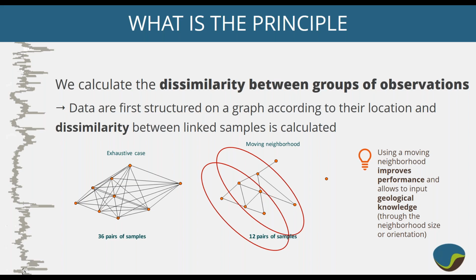We consider only the neighbors within a neighborhood which can be elongated, which can take into account geological trends and geological anisotropies. Therefore, we force the connections between pairs to account for the main geological trends. And playing with this neighborhood is a way to input geological knowledge, to input geological interpretations provided by the geologist through the neighborhood size and through the neighborhood orientation.